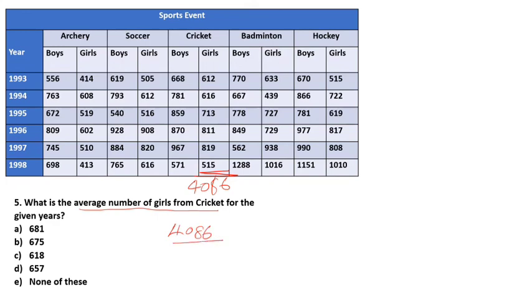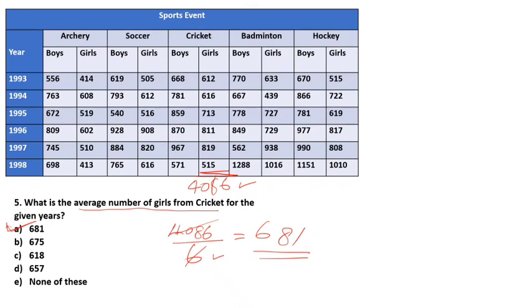So average is equal to total divided by total number. How many are there? 1, 2, 3, 4, 5, 6. So 6 you have to divide. Average is equal to what? Total sum divided by total number. So total sum we got 4086 and total number we got 6. So when you divide this, you can cut it 6 times, then 8 times, 1 time, 681. So accordingly you can mark the correct option as 681.